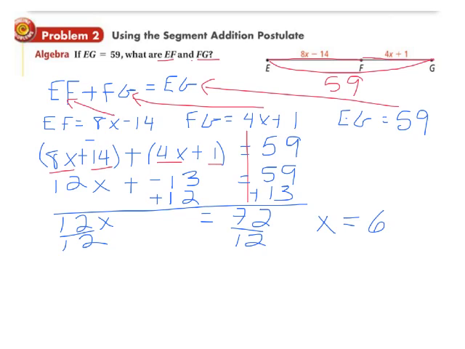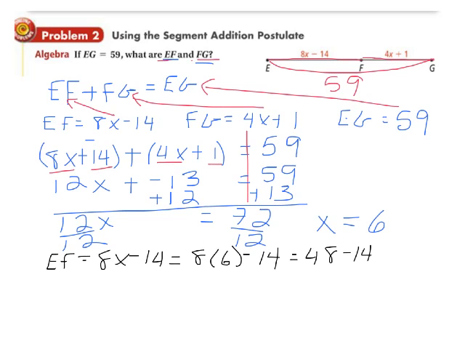But we're not done. The question was, what is EF and FG? Okay, EF we know is equal to 8x minus 14. We're just going to replace x with 6, so we've got 8 times 6 minus 14, which is going to give us 48 minus 14, and we finally get 34. That's what EF is.